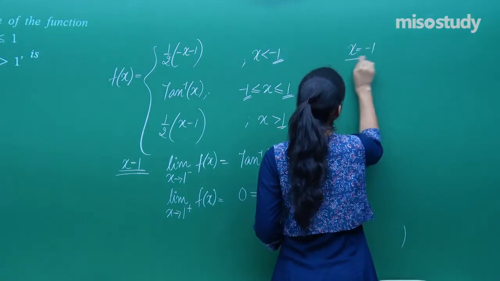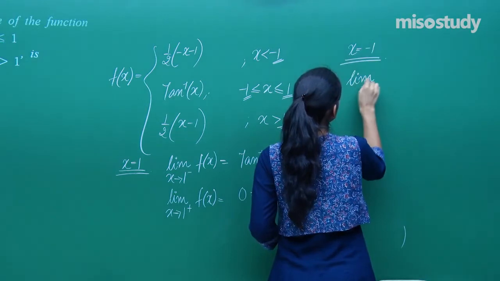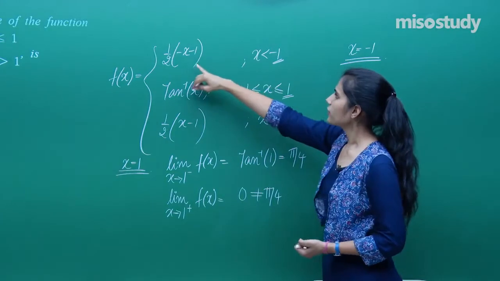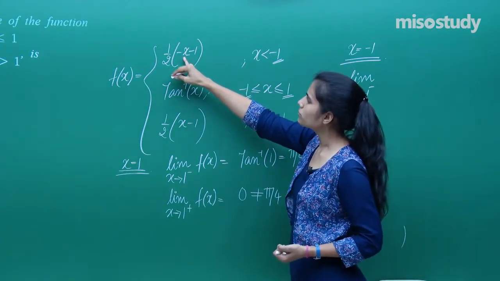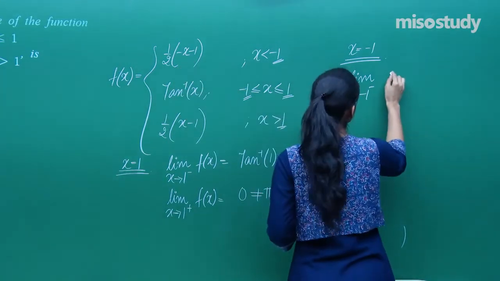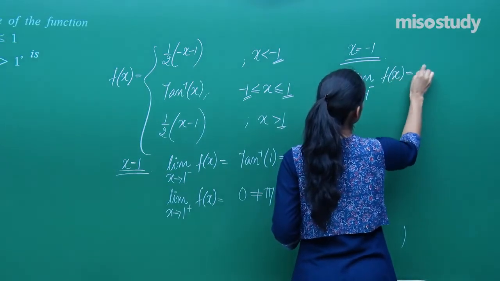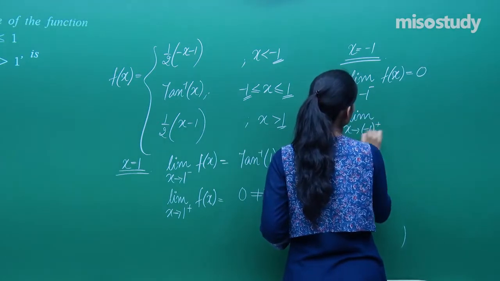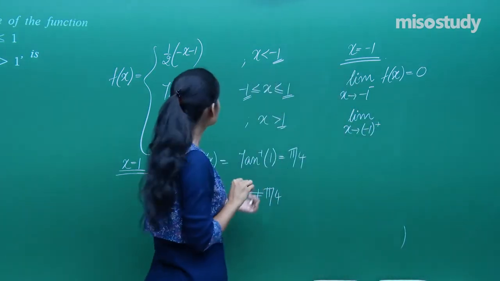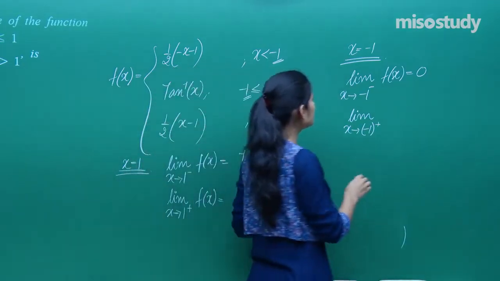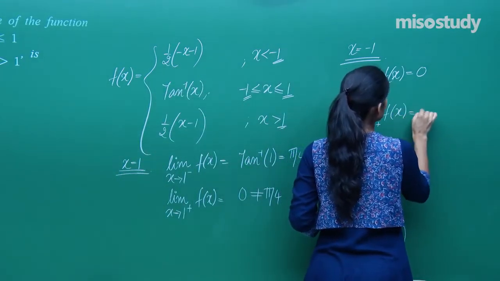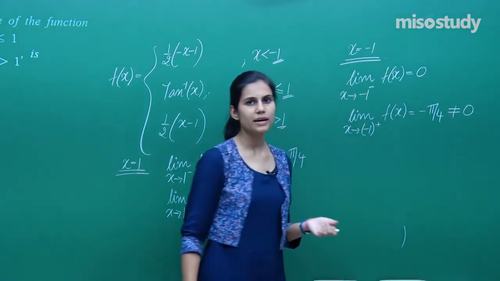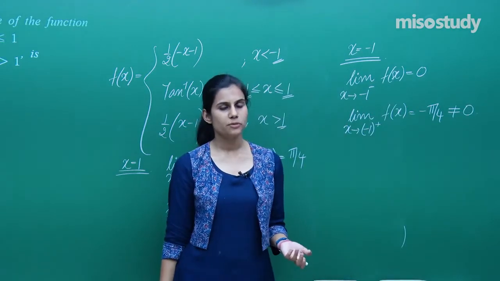limit x tends to minus 1 from the negative. So x tends to minus 1 is going to make it 1 minus 1, 0. And limit x tends to minus 1 from the positive is going to give you tan inverse minus 1, which is minus pi by 4, clearly not equal to 0. Again discontinuous at x equals minus 1 and hence not differentiable at x equals minus 1.